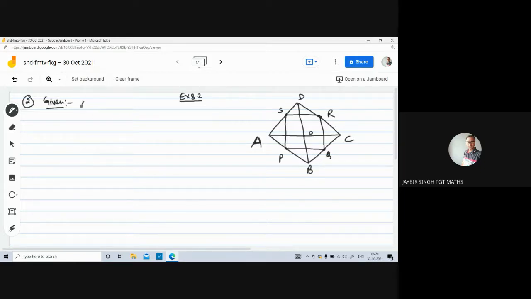So given: ABCD is a rhombus in which P, Q, R, and S are midpoints of the sides AB, BC, CD, and DA respectively.